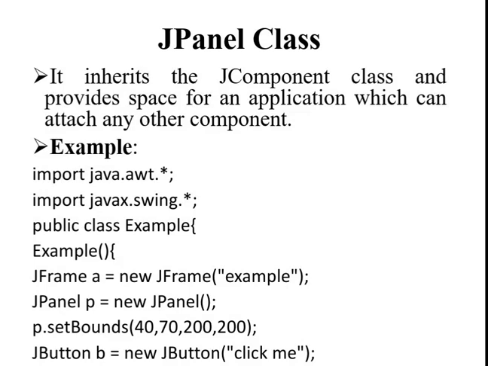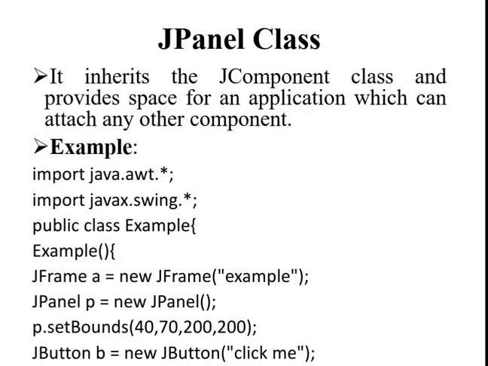Import javax.swing, class example, JMenu menu, JMenuItem a1 and a2, example curly bracket, include JFrame a is equal to new JFrame example, that is, we are creating the frame with the name of example. Then menu is equal to new JMenu options, that is, we are creating the menu of options. JMenuBar m1 is equal to new JMenuBar, that is, we are creating the new menu bar. a1 is equal to new JMenuItem example. a2 is equal to new JMenuItem example 1, that is, we are creating the menu items of name example and example 1.